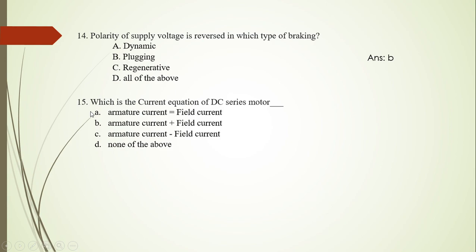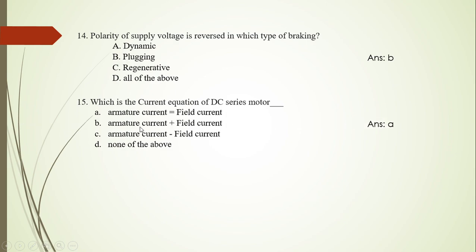Question number 15. Which is the current equation in a DC series motor? Students should understand that in a DC series motor, both the armature coil and field coil are connected in series. In a series connection, the current value will be the same. So among the following 4 options, armature current is equal to field current is the right answer. Option A is the right answer.